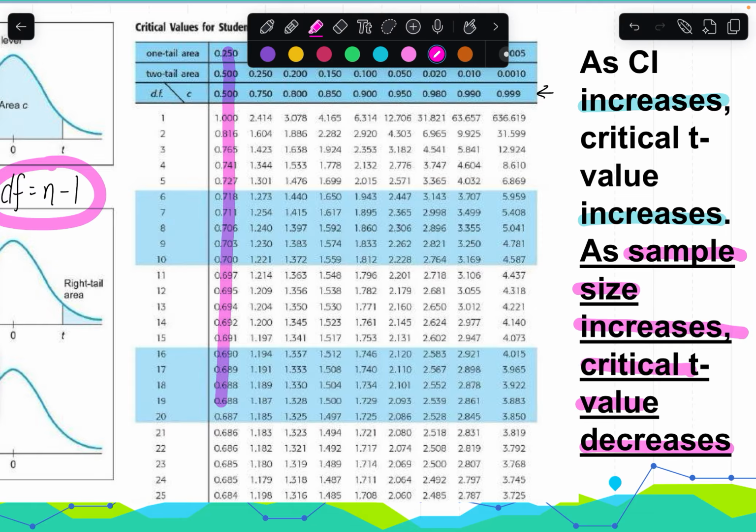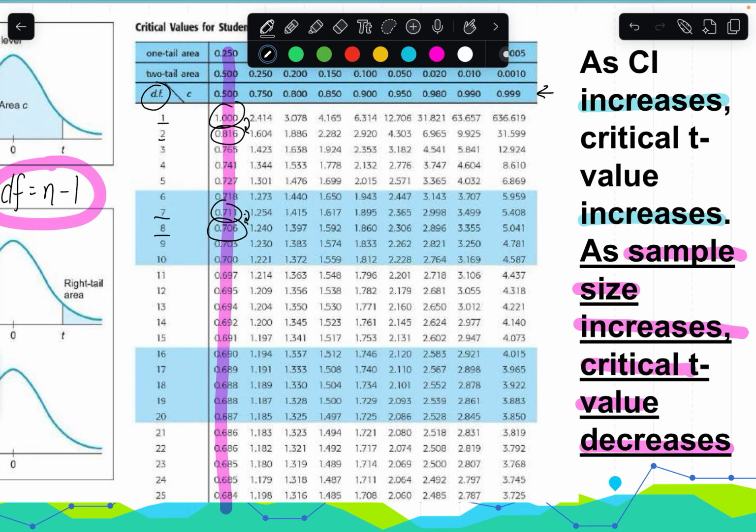So if we look at this first row here, we're keeping that confidence interval the same, and all we're doing is changing the sample size from 2 to 3. Again, because this is n minus 1, because this is degrees of freedom, 8 to 9, and so on. So from 1 to 2 degrees of freedom, or 2 to 3 sample size, that number is decreasing. From a sample size of 8 to 9, or degrees of freedom of 7 to 8, that number is decreasing as well, from 0.711 to 0.706.